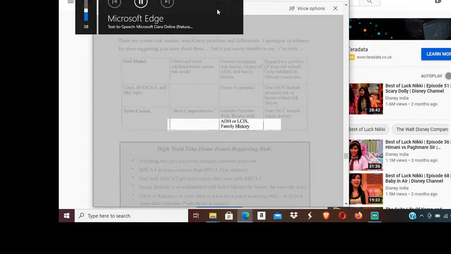ADH or LCIS, family history. High yield take home points regarding risk.